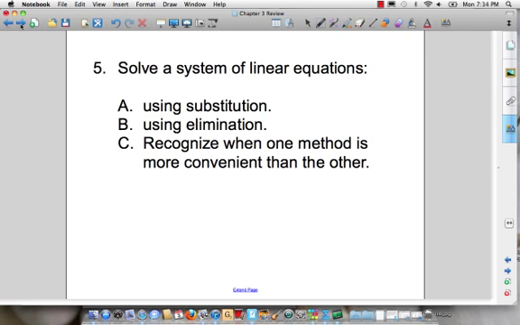You need to be able to solve a system of linear equations using substitution as well as elimination, and you should be able to recognize which method would be faster, because on the test there will be two systems and you'll have to use substitution on one of them and elimination on the other, and you will save a lot of time if you know which method is faster just by looking at the system.